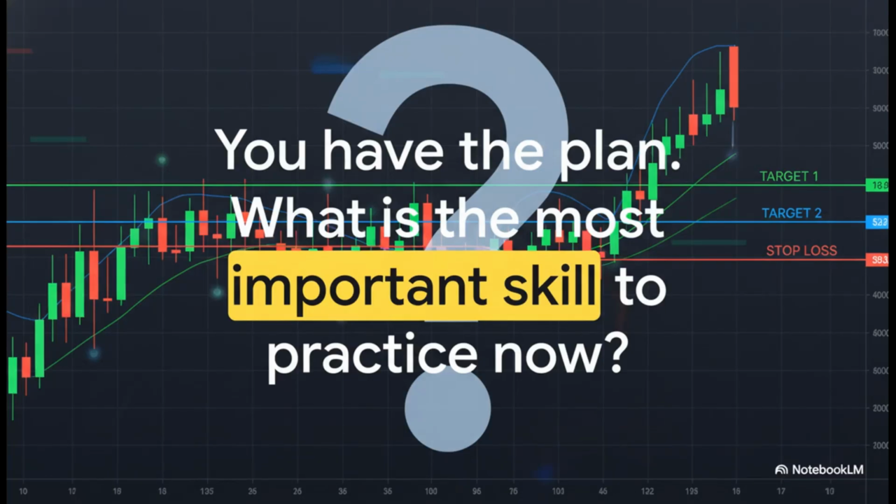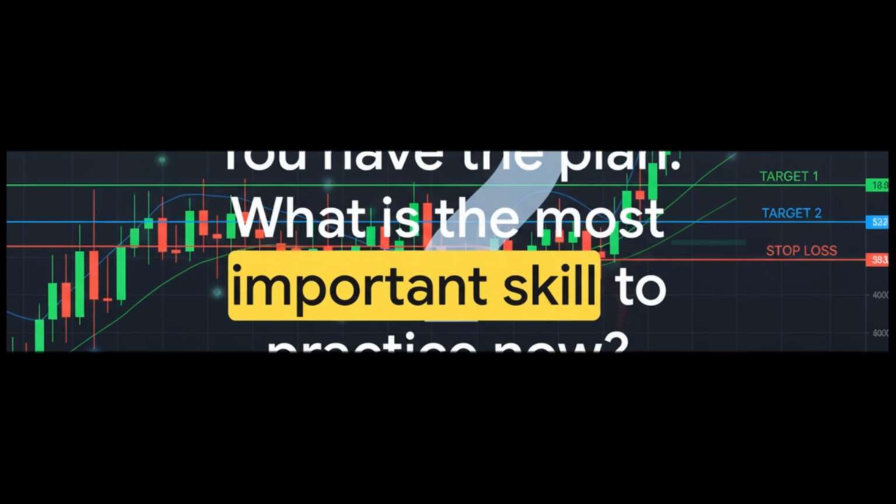So, there you have it, the complete plan. You know your entry zone, you know your exit if you're wrong, your safety valve, and you know your targets if you're right. Now, as you sit and watch this setup, waiting for the price to come to your level, what's the most important skill you're actually practicing? It's patience. The discipline to wait for your plan to play out, that's what truly makes a trader. Now go practice that.